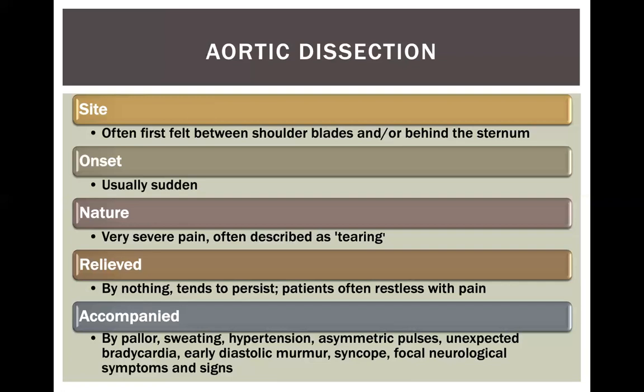Asymmetric pulses because of the origin of the subclavian artery is different from the left and the right. Unexpected bradycardia because it might involve the supply for the SA node, and early diastolic murmur because it might go down up to the aortic valve and cause aortic regurgitation. Syncope, focal neurological symptoms and signs because of the failure to supply the brain with adequate blood supply.